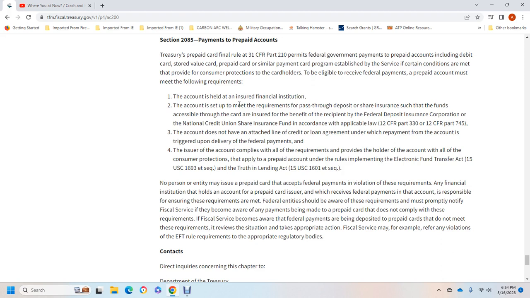Federal entities should be aware of these requirements and promptly notify the officials if they become aware of any payments being made to a prepaid card that does not comply with these requirements. If the official becomes aware that federal payments are being deposited to a prepaid card that does not meet these requirements, they review the situation and take appropriate action, for example, referring any violation of the electronic fund transfer rule requirements to the appropriate regulatory bodies.